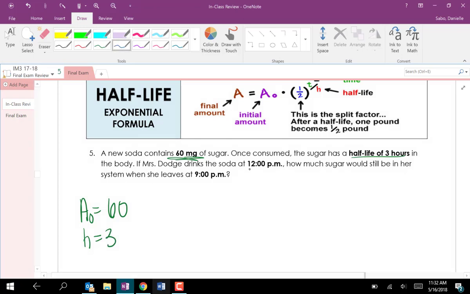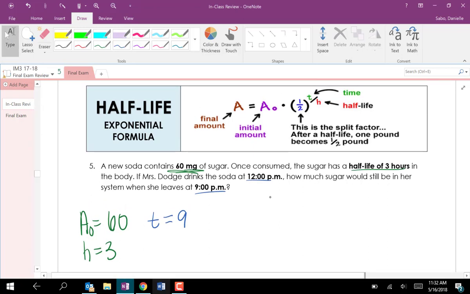Now your time is the time that you go from 12 p.m. to 9 p.m. So think, on a clock, 12 to 9, how many hours is that? 9. Sometimes it's a little harder. 1, 2, 3, 4, 5, 6, 7, 8, 9. Okay, so now we can just plug it into that formula. Remember, my formula is coming from here. I have 60 times a half, because it's a half-life, and then I have 9 divided by 3 in parentheses. And put that in your calculator and you're going to get the answer.